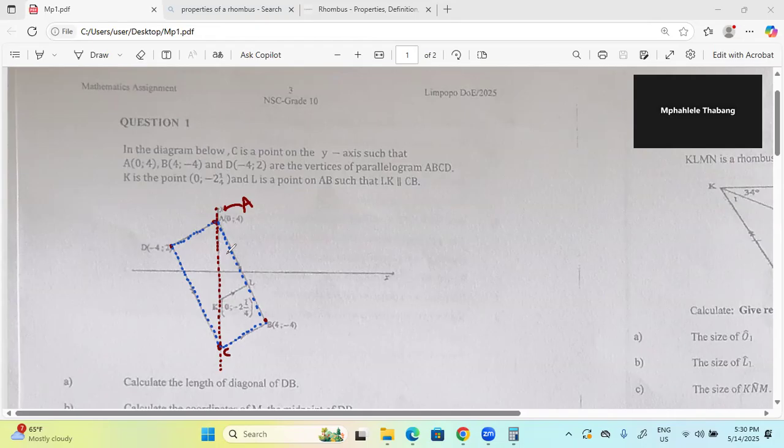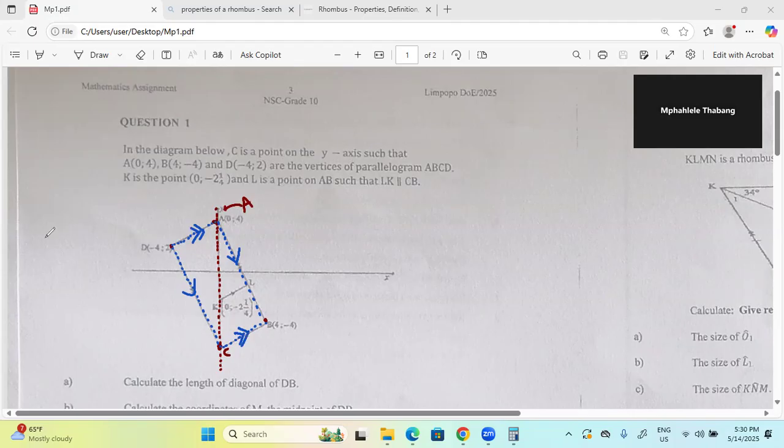Now, just because we are saying A, B, C, D is a parallelogram, it means that the opposite side, this side is parallel to this side. And this side, it's parallel to this side. So this is one of the properties of a parallelogram. Opposite sides of a parallelogram are parallel. Not only parallel, but also equal.